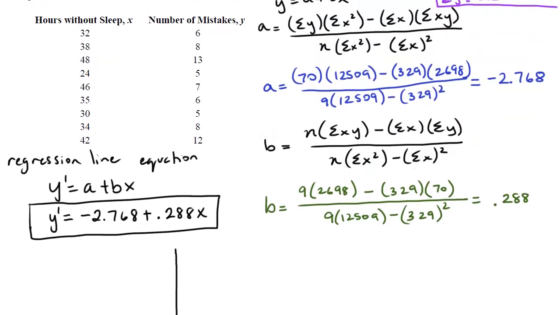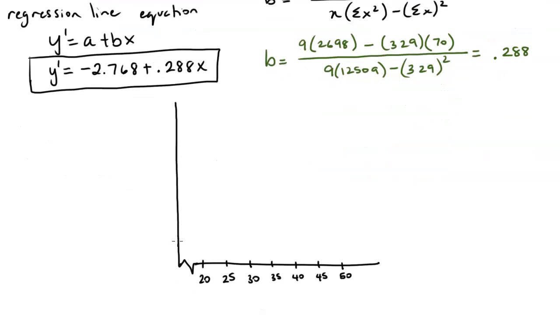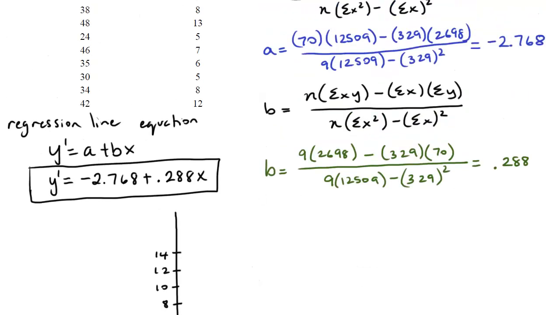Okay, perfect. And the number of mistakes, our smallest is 5, and our largest is 13. So I can do this by fives, I think. Or maybe let's do it by threes. Maybe let's do it by twos. 2, 4, 6, 8, 10, 12, 14. Now this is not going to be exact, but it'll be something close to it.